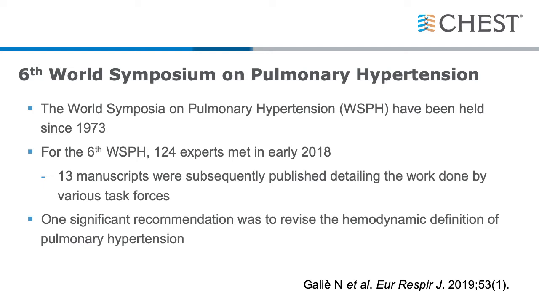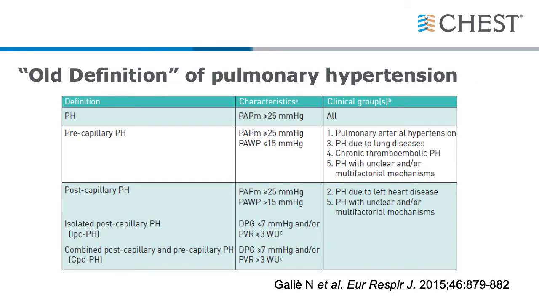Basically, at this conference, a bunch of experts collaborated and discussed their thoughts on pulmonary hypertension, and eventually produced 13 manuscripts which were published in the European Respiratory Journal late 2018, early 2019. And one of the most significant recommendations from these documents was that we should change the hemodynamic definition of pulmonary hypertension. So before we talk about the new definition, I just want to remind you of the old definition.